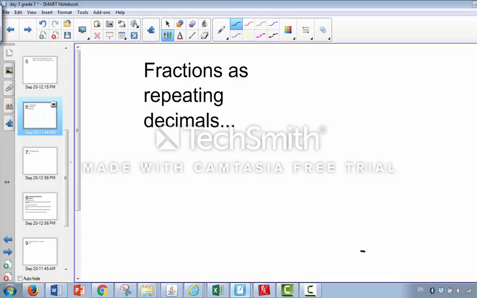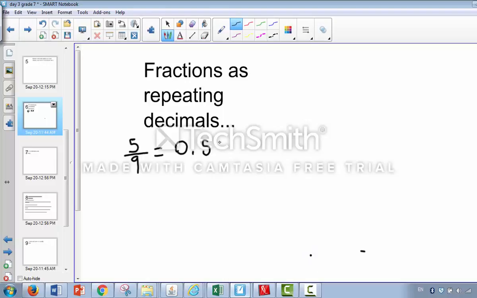Grade 7s, today we're going to talk about fractions as repeating decimals and repeating decimals as fractions. Let's just first look at a few fractions. If I have 5 over 9, we know from the last lesson that to make that into a decimal we go 5 divided by 9.